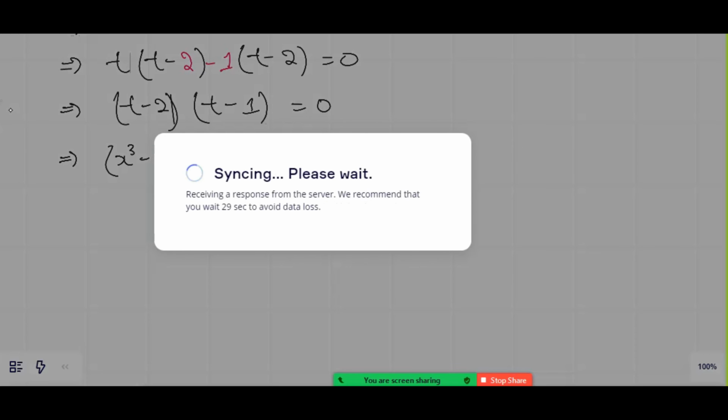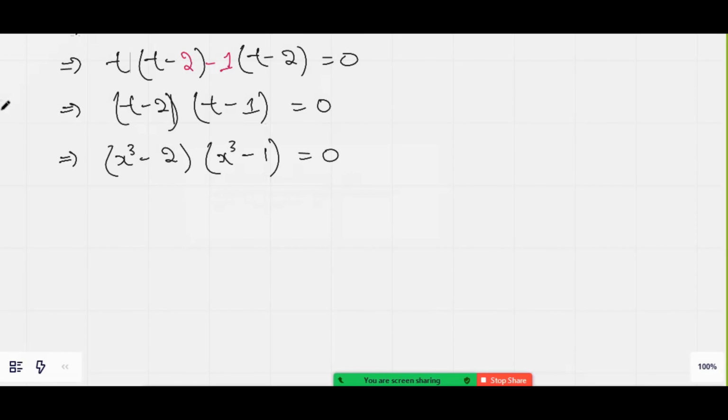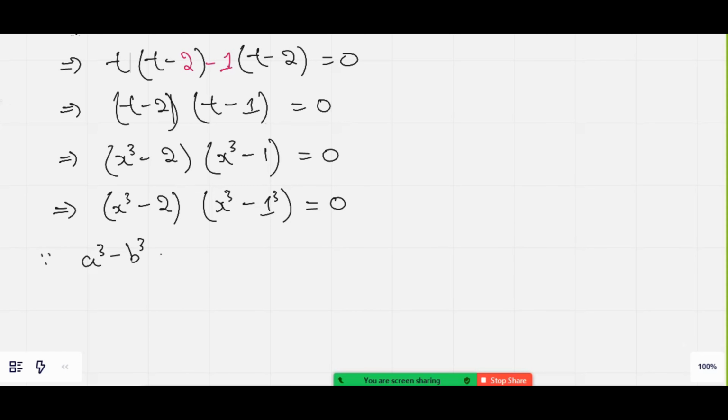Now you can notice that 2 cannot be expressed as a perfect cube, so you just leave this factor as it is. This is a cubic factor, and over here we can make an adjustment. In the second, you can see that 1 can be written as 1 cubed, so x cubed minus 1 cubed. Now over here in the second factor, you can further factorize it with the help of this formula, a cubed minus b cubed, which is equal to a minus b times a square plus ab plus b square.